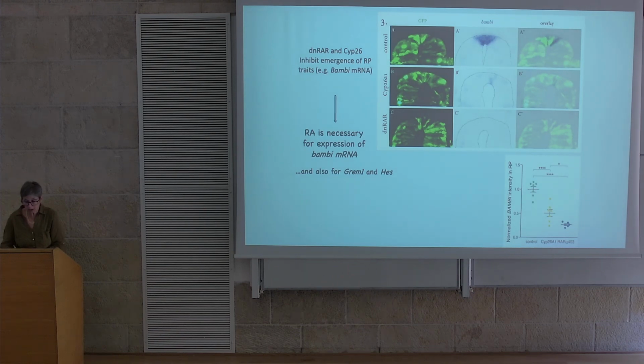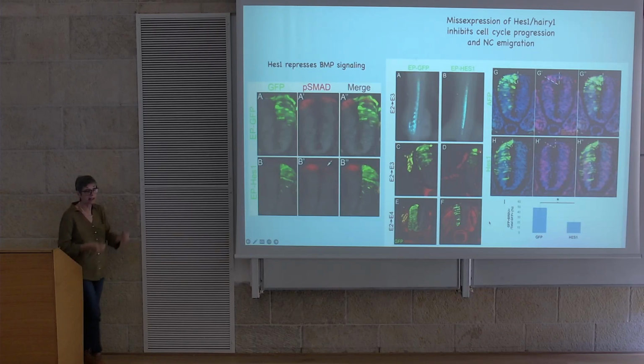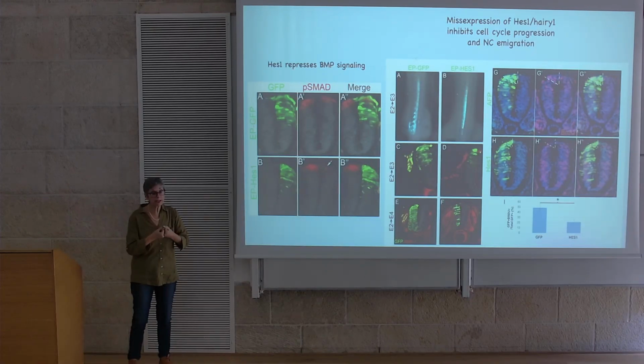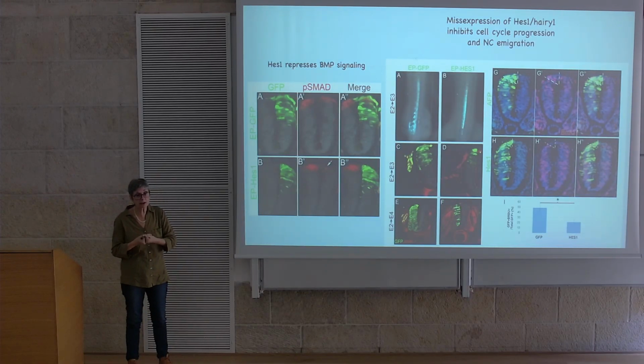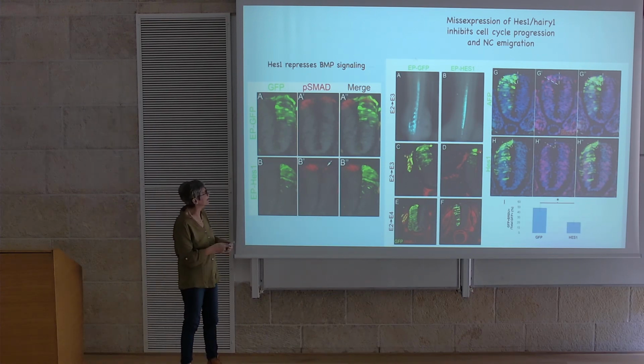You can see, by the way, all the quantifications always present in the very same slide. So is this true? If we upregulate a certain inhibitor of BMP, are we going to inhibit BMP activity in the process of emigration?